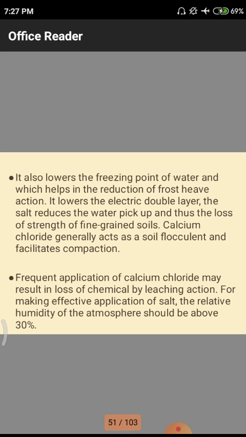Next one is that frequent application of calcium chloride may result in the loss of chemical by leaching reaction. Leaching means simply removal of the top surface. Previously we discussed that the action of this rainy water is leaching. For making effective application of salt, the relative humidity of the atmosphere should be above 30%. That means in which condition we have to prefer this calcium chloride stabilization: whenever the soil or the atmosphere has more than 30% humidity. In those cases only we have to use it.